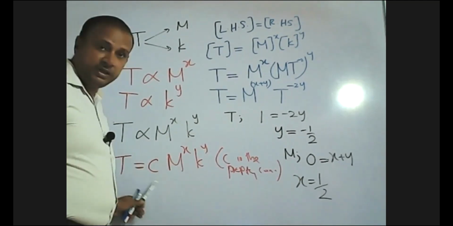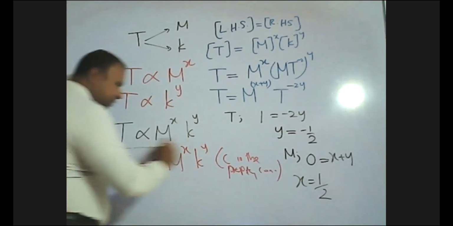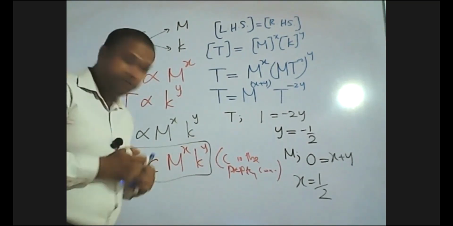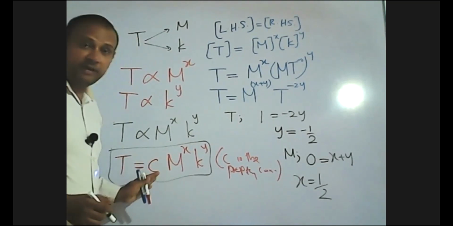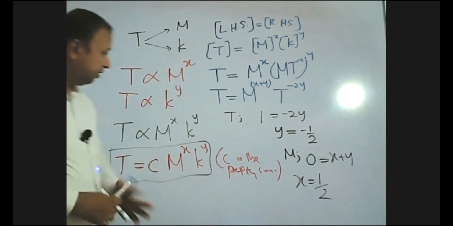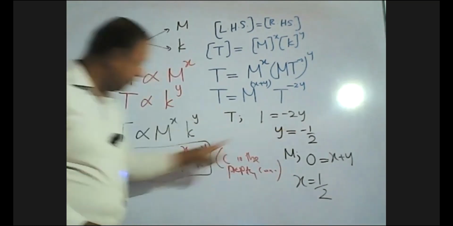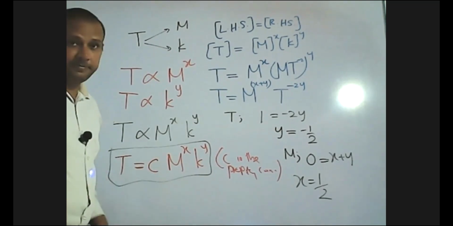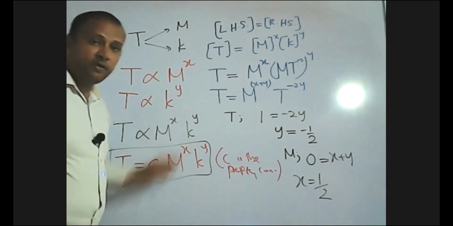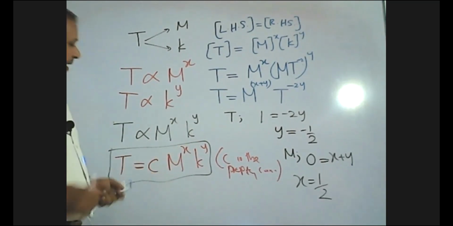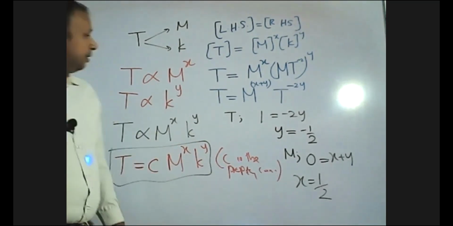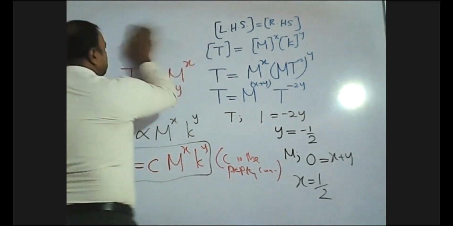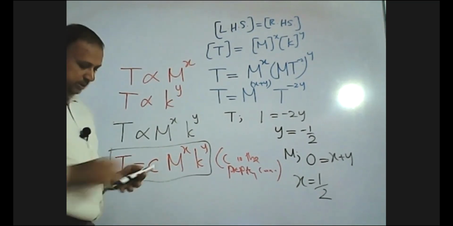And I know the value of c. This is my assumed equation. Here, now I know all the unknown terms. I have determined the value of x, I have determined the value of y, and I'm given the value of c. So all the unknown factors are known now. I can substitute those values in this equation.